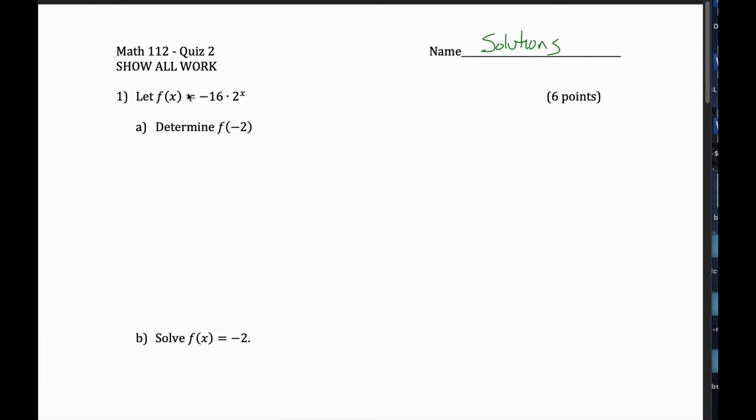All right, quiz 2 solutions for Math 112. We're dealing with exponential functions here, so the specific exponential function f of x equals negative 16 times 2 to the x power. And the first thing we're asked to do is determine f of negative 2.